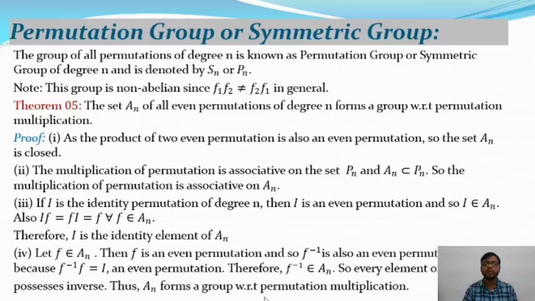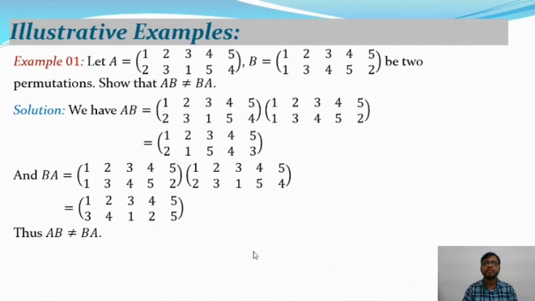Thus An forms a group with respect to the permutation multiplication. So hence the proof of the above theorem. And after that we will discuss some examples on permutation. So here is the first example.